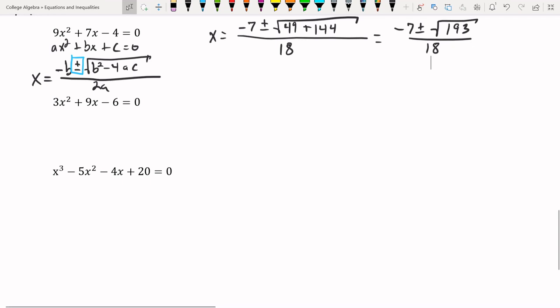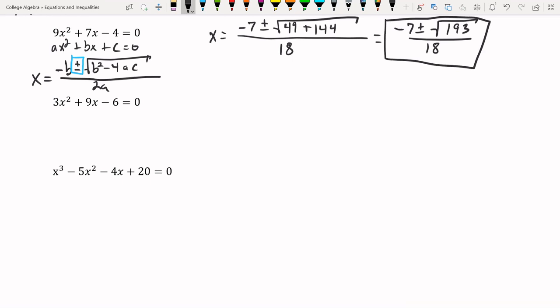It is actually prime. If you're ever unsure, you can just Google "is 193 prime" or something like that, and you can read through some of the results that you get and see if it's prime or not. And 193 is prime, which means there's no way we can simplify that. So we can actually just leave the answer as this.